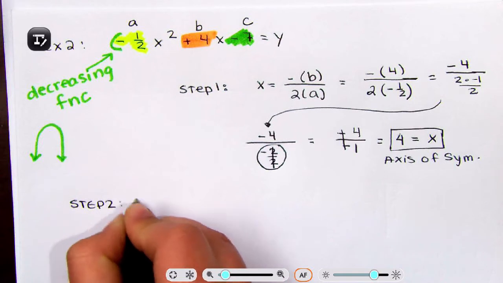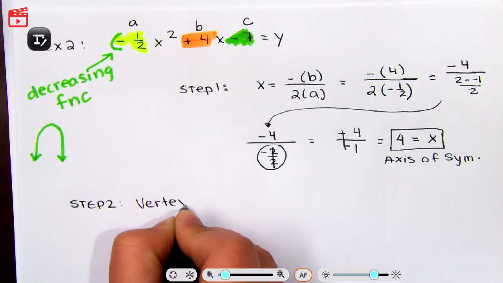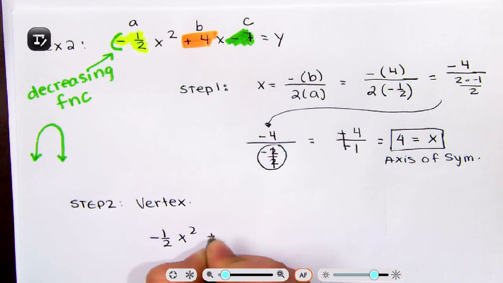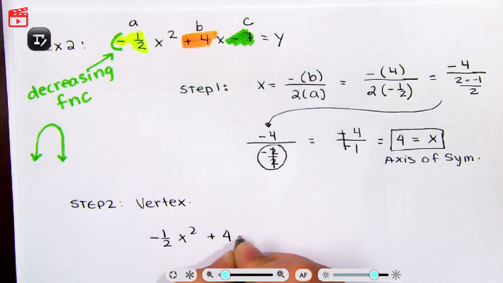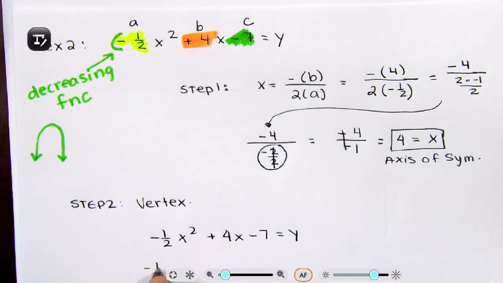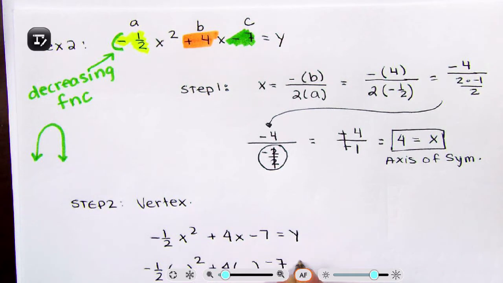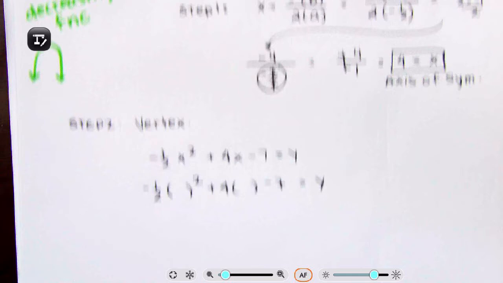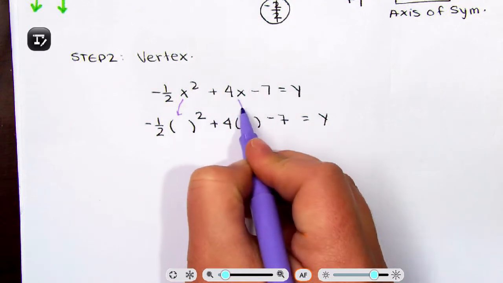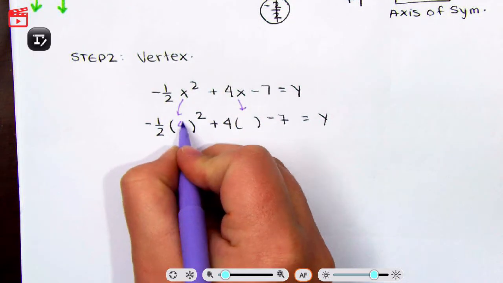Step number 2 is your vertex point. That's where you take the original equation and then take the axis of symmetry value, that x value, and you're going to plug it in. So I have negative 1/2 x squared plus 4x minus 7, and we want to know what our output is. So I'm going to substitute in 4 instead of x.